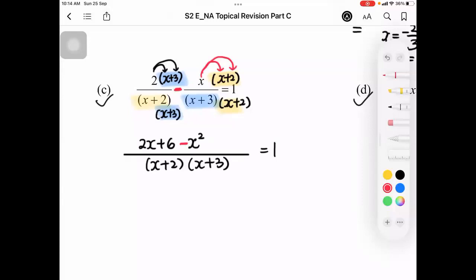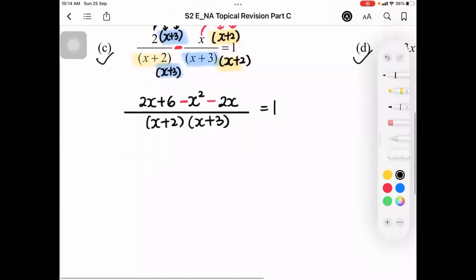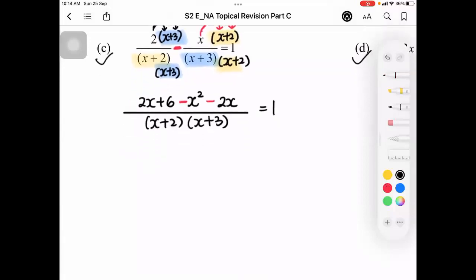I think you all should switch on your mic. Negative x times 2 is how much? Negative 2x. Can you all switch on your mic and answer my question? I feel very lonely.